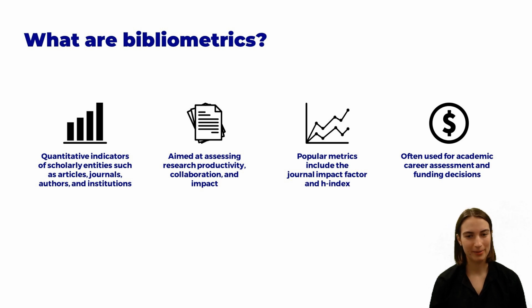First, what are bibliometrics? They are quantitative indicators of scholarly articles, journals, authors, and institutions that aim to assess research productivity, collaboration, and impact. Bibliometric indicators such as the H-index or impact factor are frequently applied in academic promotion and funding decisions and can make or break researchers' careers.